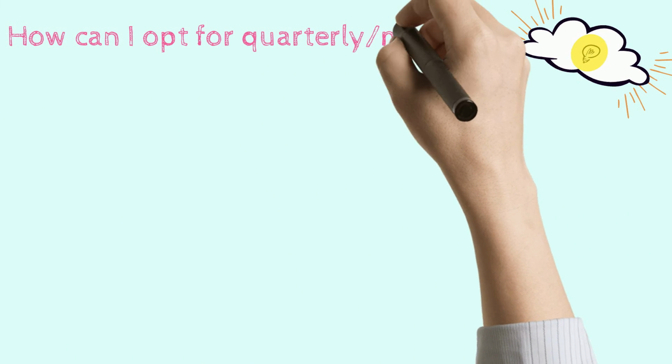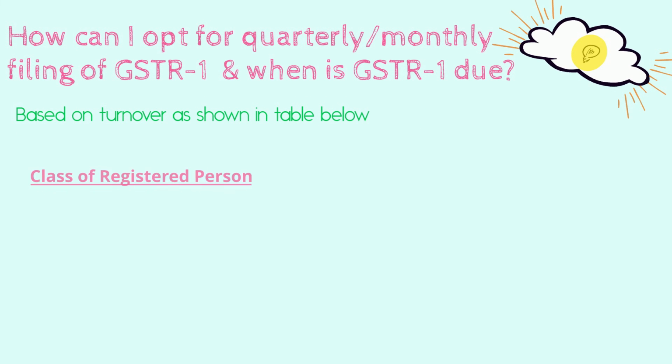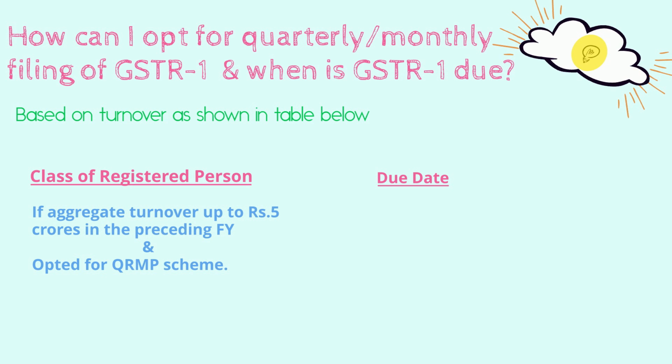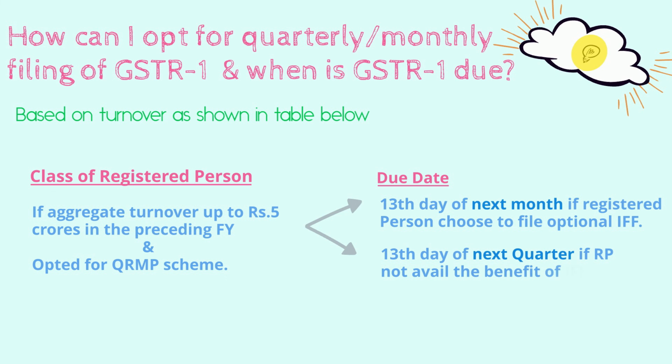How can I opt for quarterly or monthly filing of GSTR1, and when is GSTR1 due? Based on turnover slab as shown in the table below. If aggregate turnover is up to 5 crore in the preceding financial year and opted for the QRMP scheme, the due date is the 13th day of the next month if the registered person chooses to file the optional IFF, that is invoice furnishing facility, or the 13th day of the next quarter if the registered person does not avail the benefit of IFF. Other than those taxpayers, the due date is the 11th day of the next month.